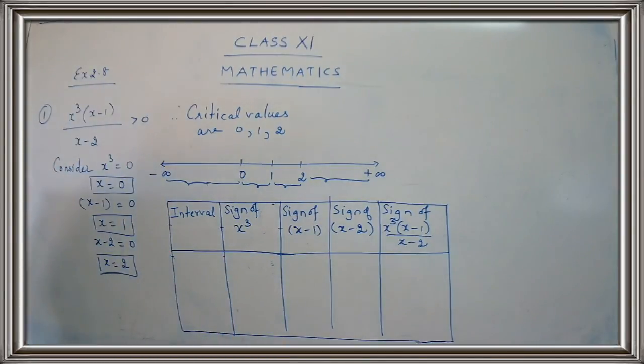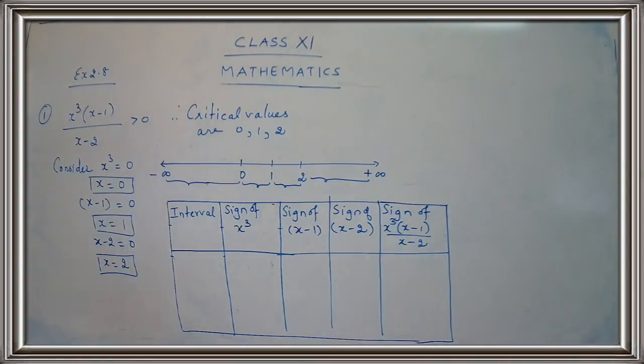The same manner we have followed in our exercise 2.5. Yes, children? So the same manner you are going to follow here. First the interval, then you are going to take all the factors, x cube, then x minus 1, that is, you are going to follow only the sign. We are not going to deal with the values over here, only with the signs. So take sign of x minus 1, then sign of x minus 2, and then write down sign of the whole expression, x cube (x minus 1) upon (x minus 2).